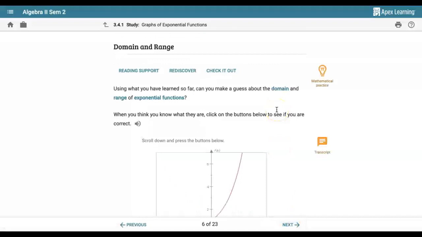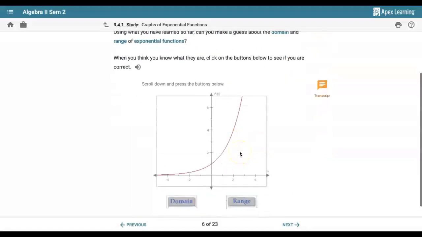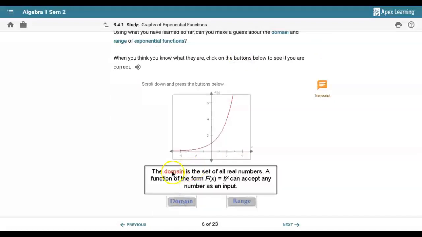Now, we're going to deal with our domain and range. Again, domain being all the possible x values and range being all the possible y values, okay? So if we look at this, our domain, our x values, we can go all the way to the left, all the way to the right, forever and ever. So our domain is going to be the set of all real numbers, because we can plug anything into x and get a value out. Any real number we can plug into x.